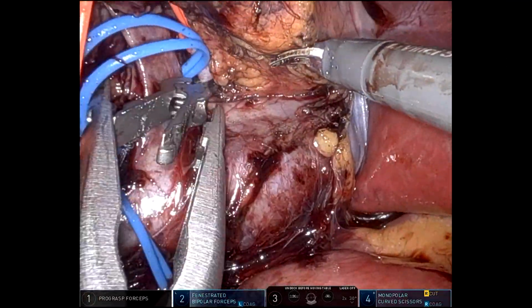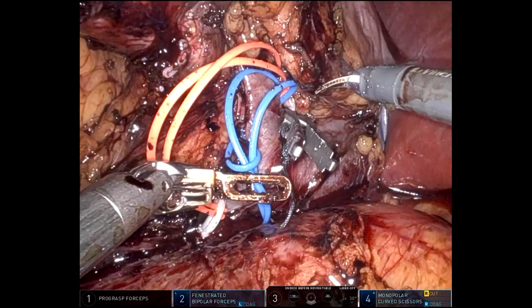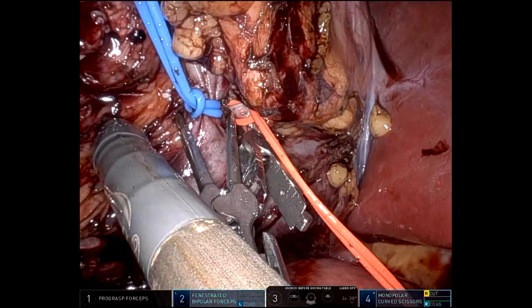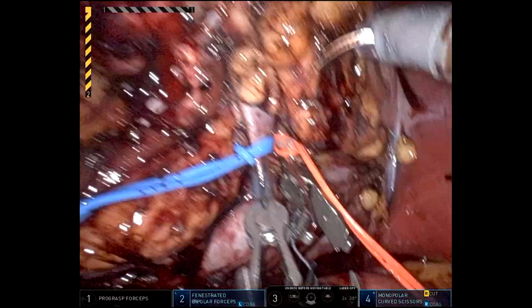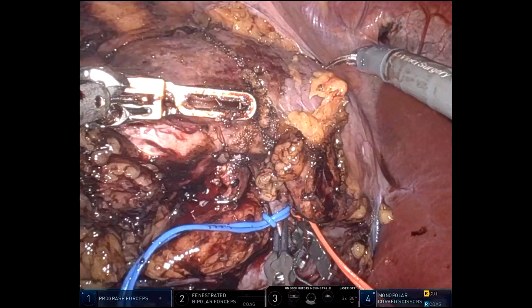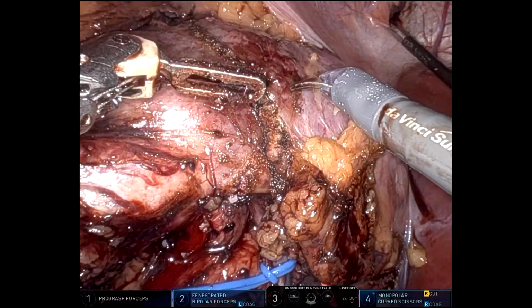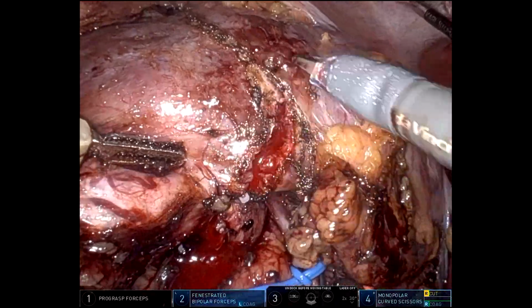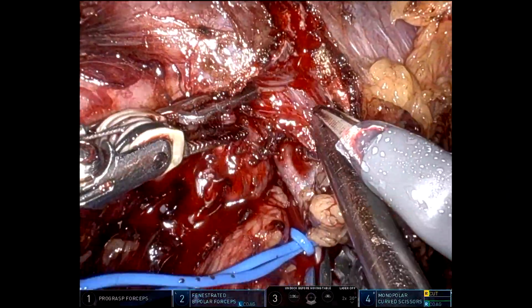In routine cases, only the renal artery is clamped. However, given the hilar location of this tumor and its proximity to major vascular structures, both the renal artery and vein were clamped in this case. The tumor resection was then initiated using cold scissors along the pre-scored margin.